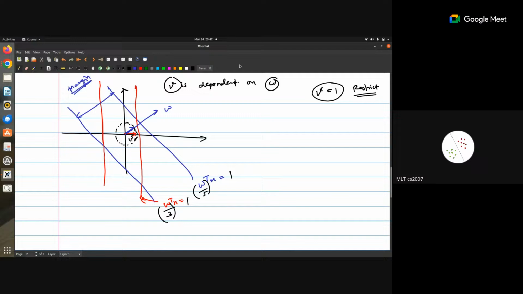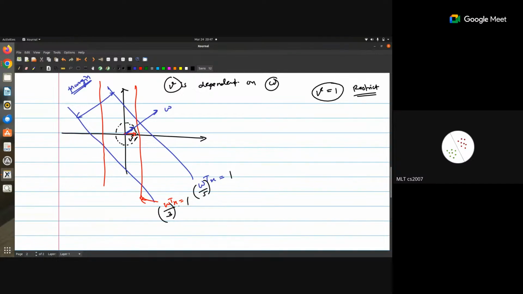Since gamma is dependent on W, if I restrict W and think about different gammas, what we are saying is: if you want to search for W, make sure that the margin is equal to 1. Now if I want that margin to be 1, find such a W for me. That is the problem. Here we have two W's: one is W divided by 5, another is W divided by 3.